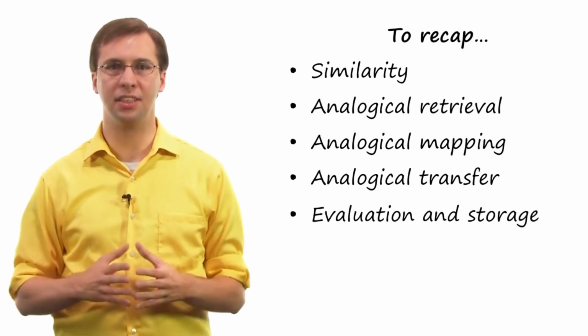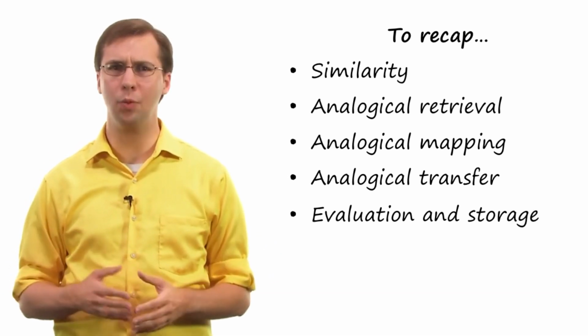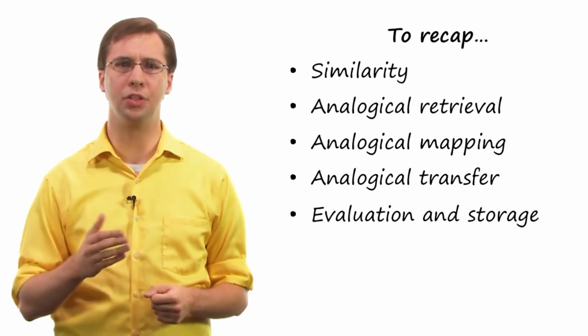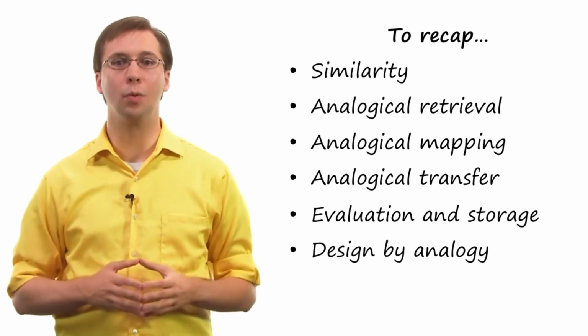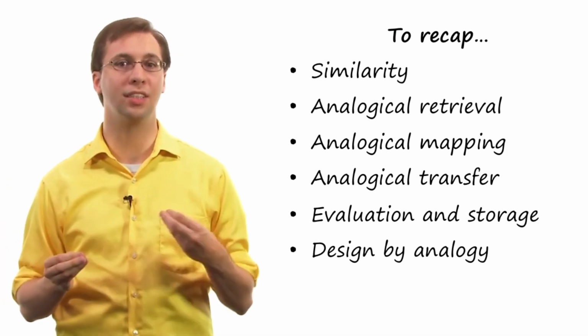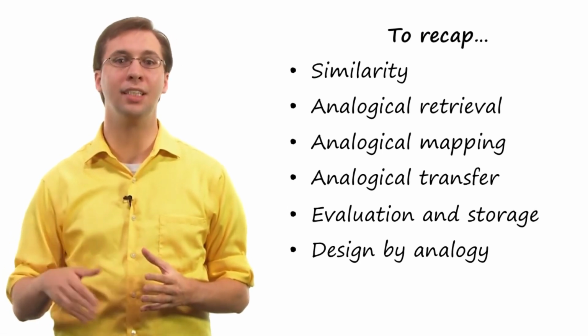Then next we talked about evaluation and storage. How do we evaluate our analogies? In the tumor example, we might actually try that medical procedure. But for other analogies, how do we evaluate them? And then how do we store them for future use? Last, we talked about a special kind of analogy, design by analogy, where we use something that we know a lot about to inform our design of something new. We'll talk a lot more about this, especially design by analogy, when we come to the design unit later in our course.